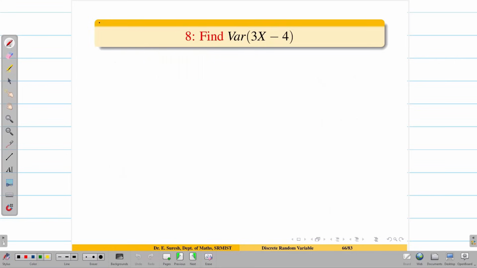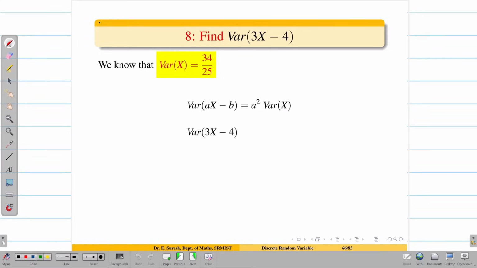Hope you understand. Next we have to find variance of 3x minus 4. We know the result, variance of ax plus or minus b is equal to a square into variance of x. So variance of 3x minus 4 is going to be 3 square into variance of x. 3 square is 9. Just now we found the variance, that is 34 by 25. Simplifying this, we get the answer 306 by 25. Therefore, variance of 3x minus 4 is 306 by 25.